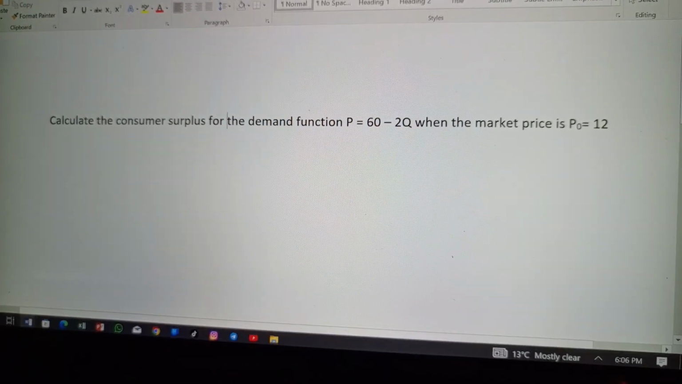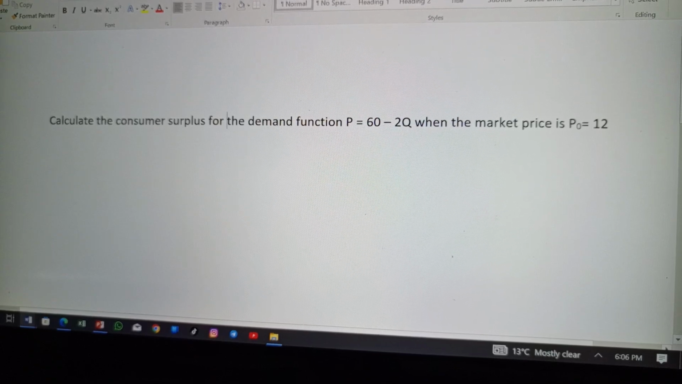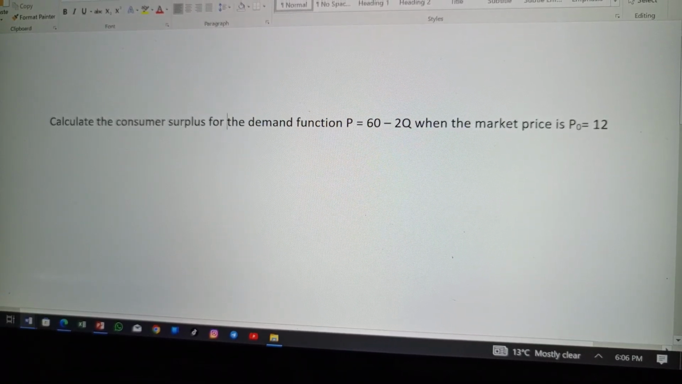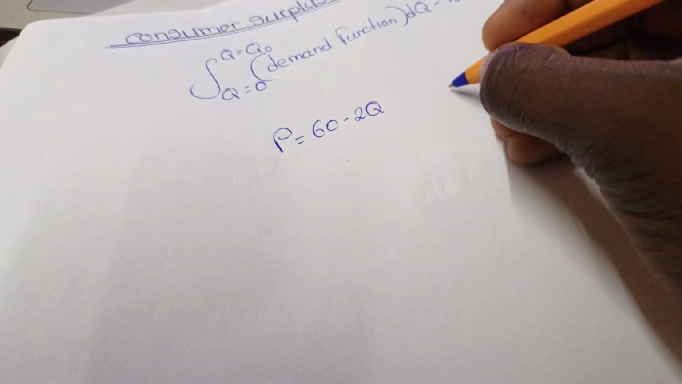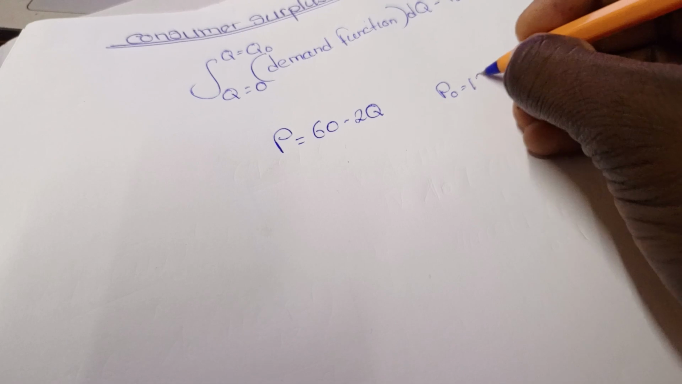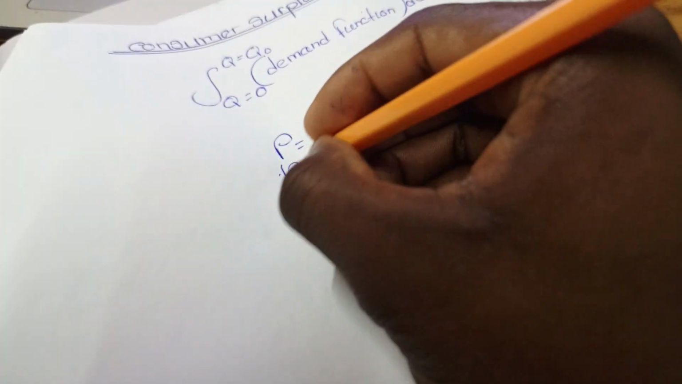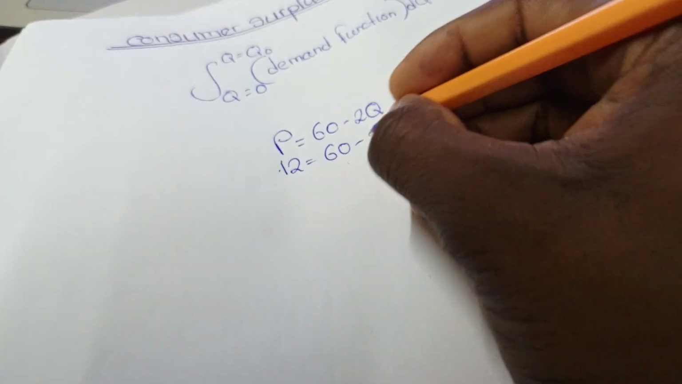So what we do here is we will first start by calculating the value of Q when P is equal to 12. We know the demand function is given to be P is equal to 60 minus 2Q. Remember, they have said where P is equal to 12. So you get this 12 and put where there is P. Remember, equals simply means same. So 12 is equal to 60 minus 2Q.